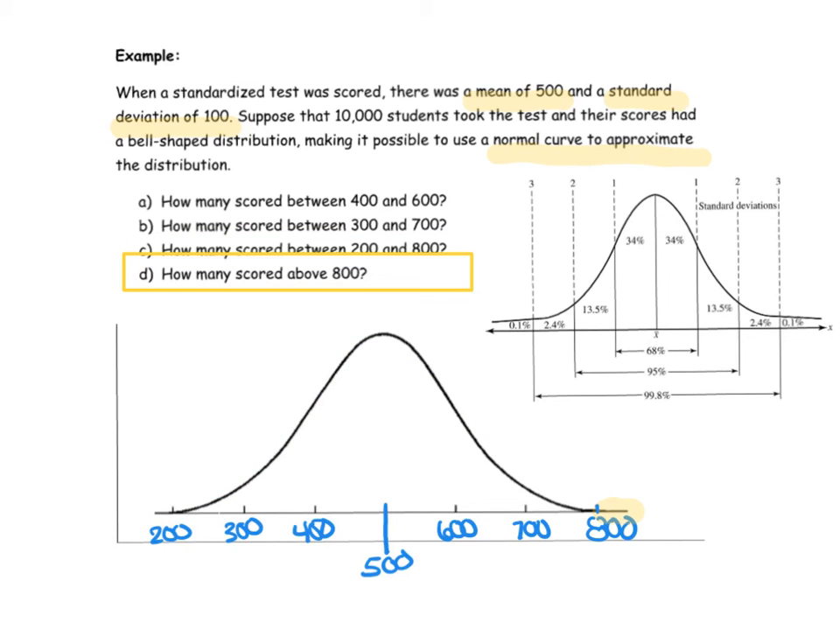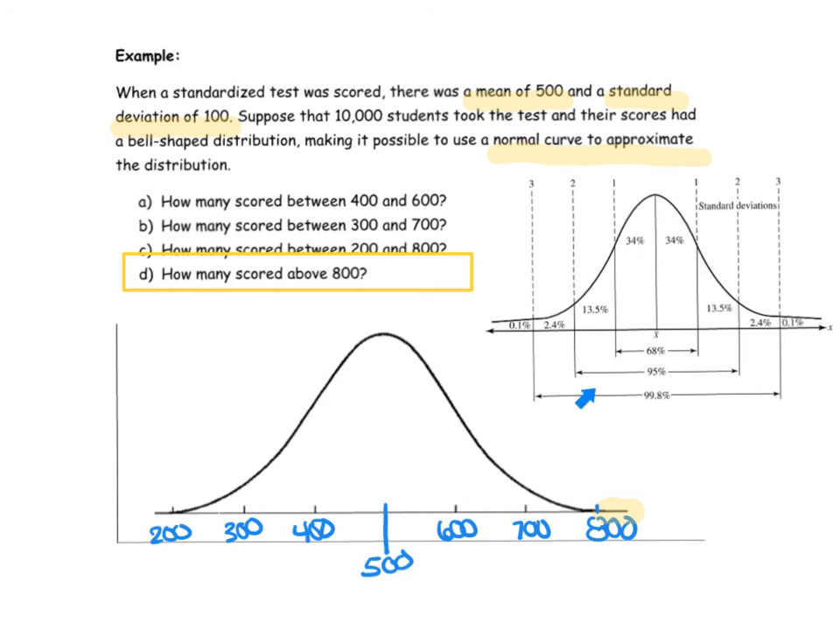And the last question is a little bit different. It says how many scored above 800. So we're going to find where 800 is, but we're going to shade above it. Remember, that is a very small amount and the little tail of this. So I'm going to reference back to our normal distribution in the empirical rule, and we'll notice that we're talking about this small percentage right here.